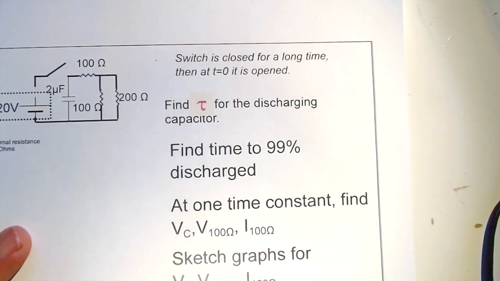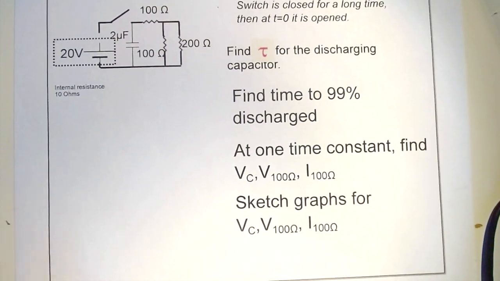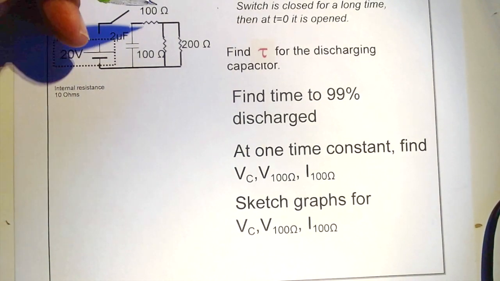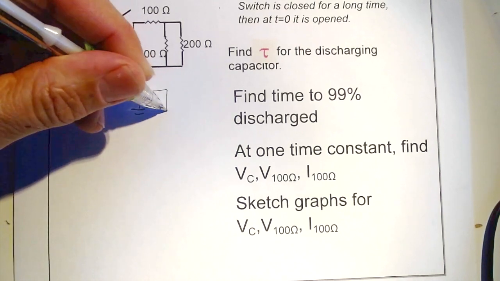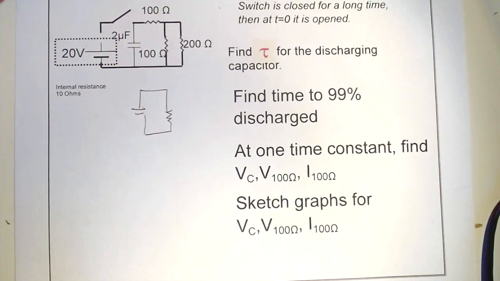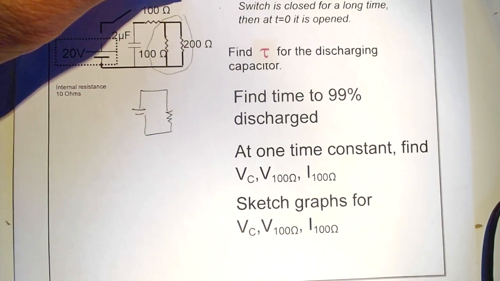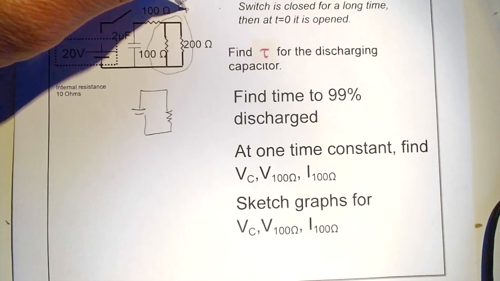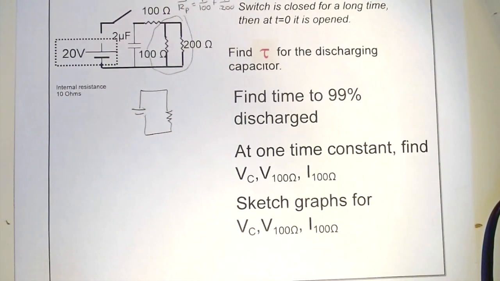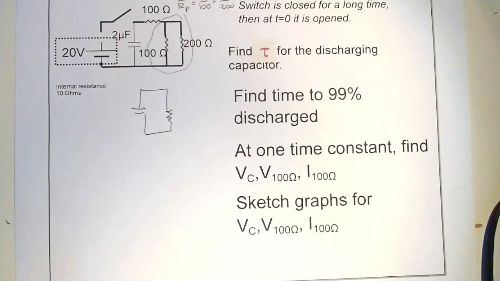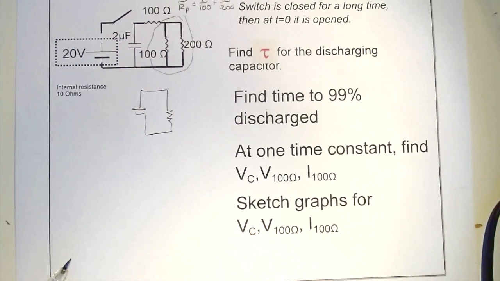Now let's look at this one, and we're going to go pretty quickly on this. I'm not going to actually show numbers. I just want to show the approach for the solution. Then I'll do a different one that has this 99% business. Find the tau for the discharging capacitor. What we have to do there is replace this with an equivalent resistance. And that's going to be 1 over R parallel is 1 over 100 plus 1 over 200. Then that will be in series with the 100 ohm resistor. Then it's just the same process that we have for finding the time for 99% discharge.